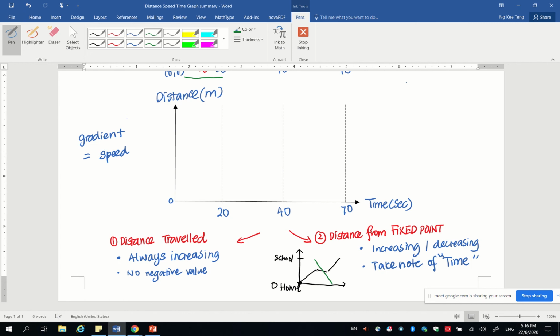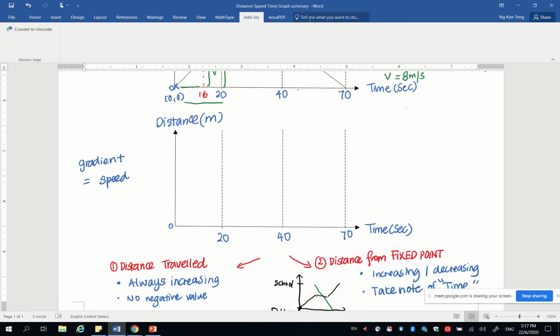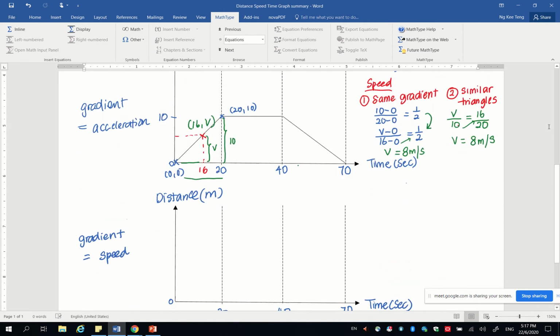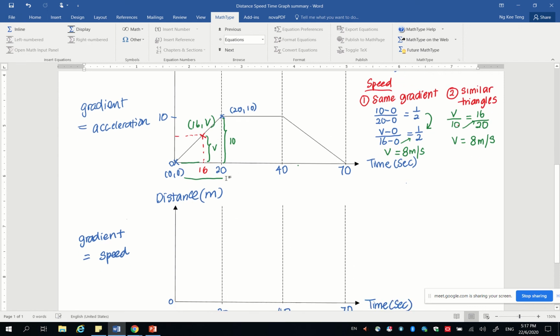Okay, but now I'm going back to the traditional one. If they don't give you these two types of distance time graph, they ask you to draw the respective distance time graph from a speed time graph. You notice that I split this up into three different portions. Why is that so? Because the timings, 20, 40 and 70 seconds, must match. So when we have this kind of graph, they will always cut it into different intervals to match.